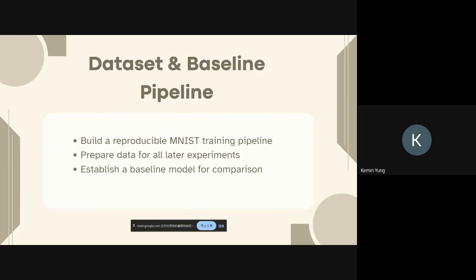I'm part one, and the goal of this part is to build a reproducible training pipeline for MNIST. So I standardize pre-processing and fix all training settings to ensure fair comparisons across different experiments. I also establish a baseline model that serves as a reference for later results.